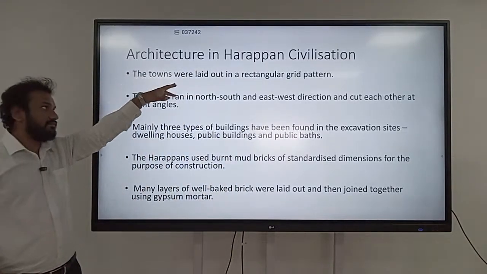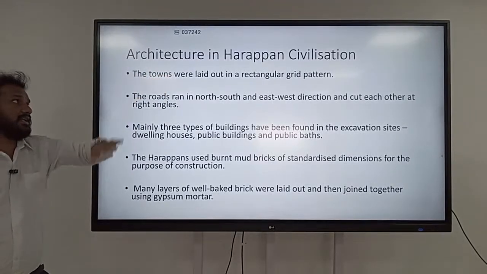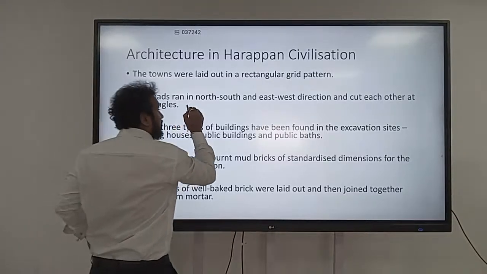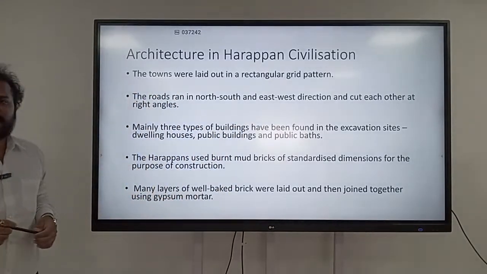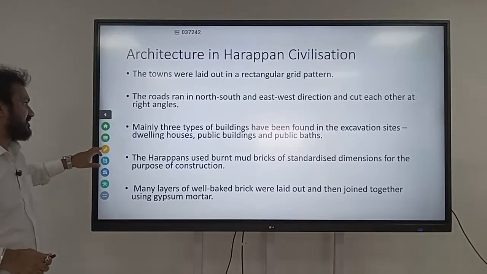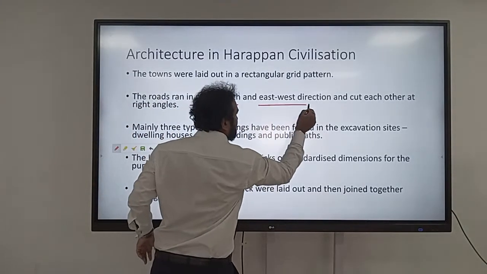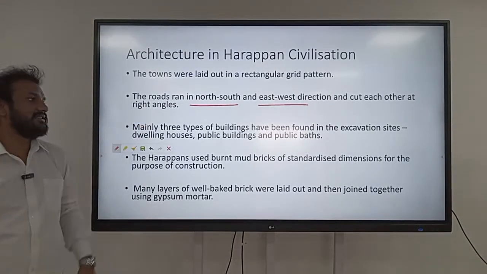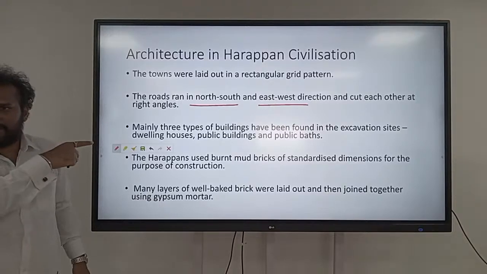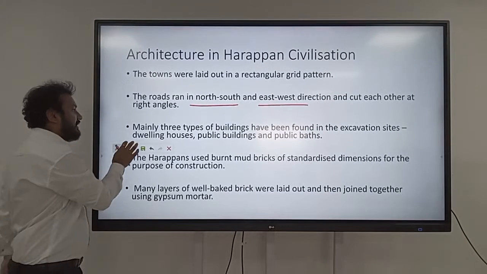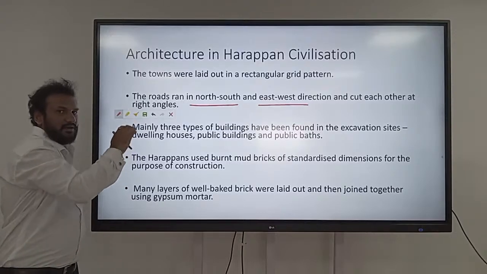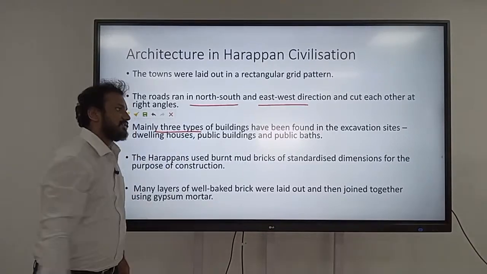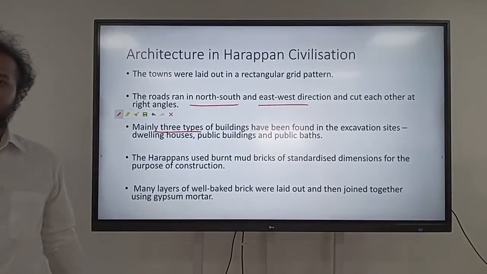So check here. The cities are laid out in a rectangular grid pattern. The roads run from north to south direction as well as east to west direction, and cut each other at right angles. Just now I have shown in the picture. Then, if I talk about the buildings or architecture of IVC civilization, mainly there are three types of buildings.